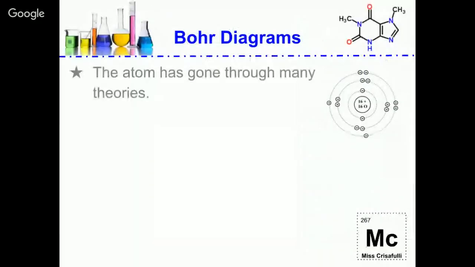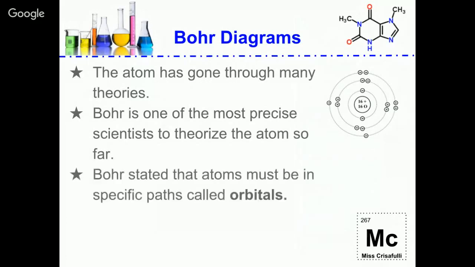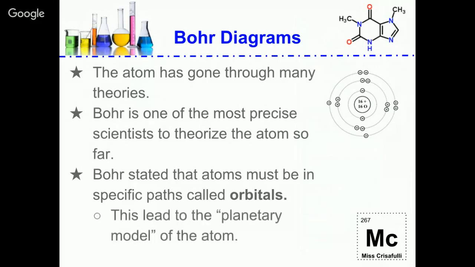So, Bohr diagrams. Remember, we've talked about how the atom has gone through many theories. Bohr is one of the most precise scientists to theorize the atom so far. He stated that the atom must be in specific paths called orbits, and he also said that this is what led to our planetary model. So basically we have protons and neutrons in the center of the atom, and then the electrons are going to be floating around in the orbits around the outside of the atom.